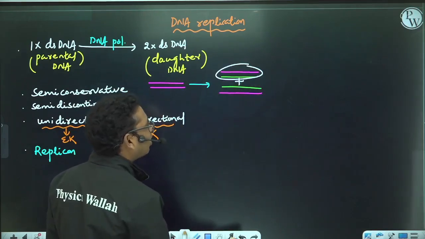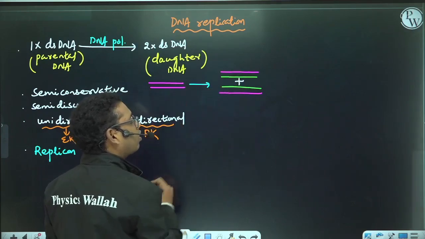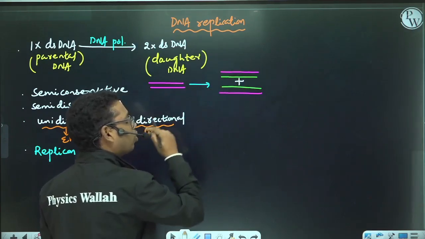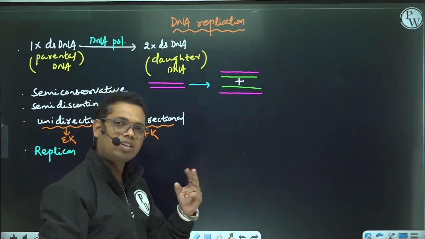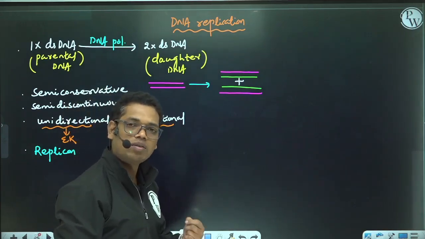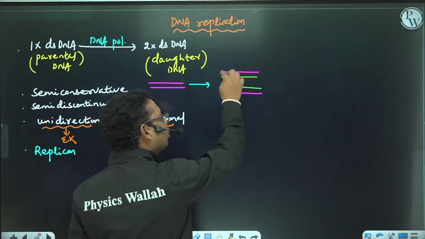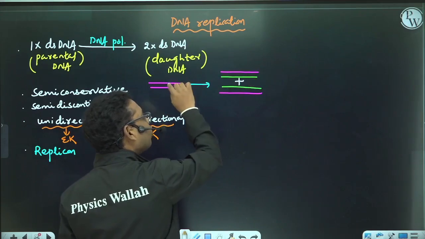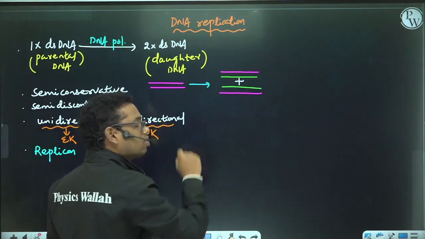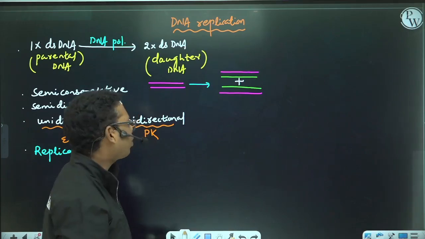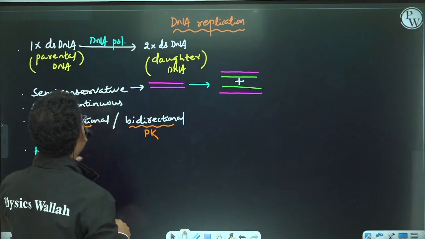So you can clearly see that in this daughter DNA, one strand is from this parent. In this daughter DNA also, one strand is from this parent. And in a DNA molecule, we have two strands. Two strands means 100%. One strand means 50%, or I can say half. So in this daughter, half of this parent is conserved. In this daughter, half of this parent is conserved. And this type of replication is called semi-conservative replication.